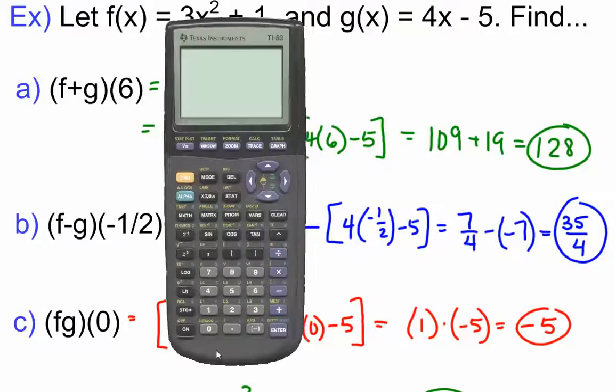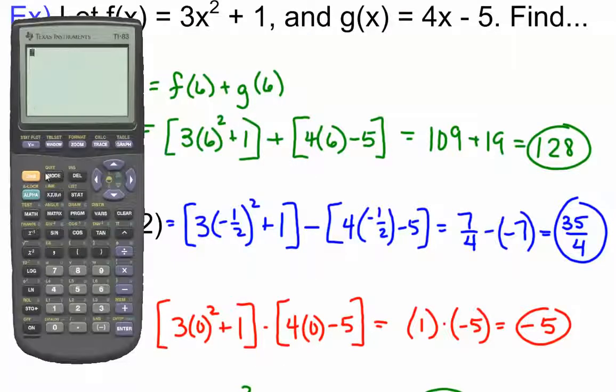So let me show you on the calculator real quickly. You could have done this all in one step. I can do a parenthesis and 3 times, and then my negative 1/2, also in parentheses, squared, plus 1. Okay, close that up, and then minus, and another parenthesis for the second part, 4 times the negative 1/2, and I don't have to put it in parentheses this time because I'm just multiplying by the negative 1/2, and then minus 5, and close that up. And there's our answer. You're like, well, that's not what you have written there. If I go to math and say change the answer to a fraction, I get the 35/4.